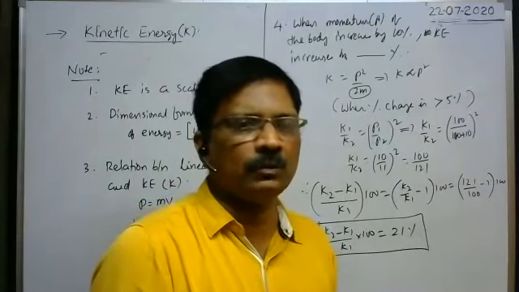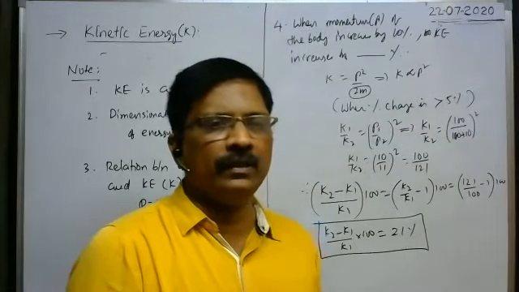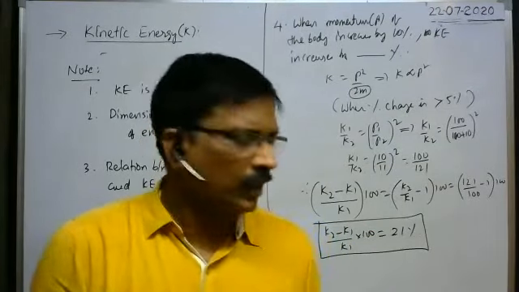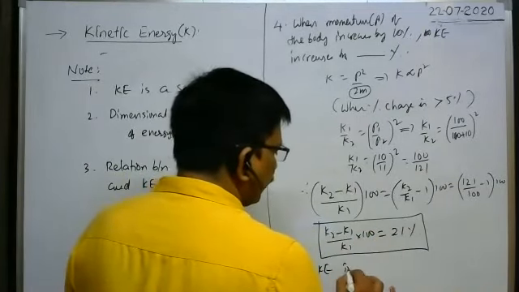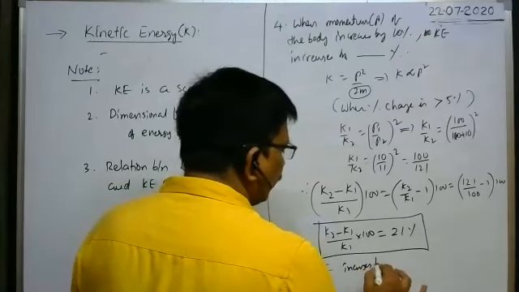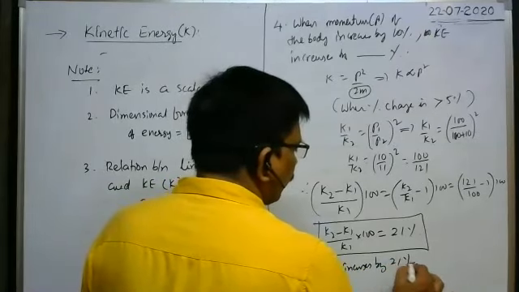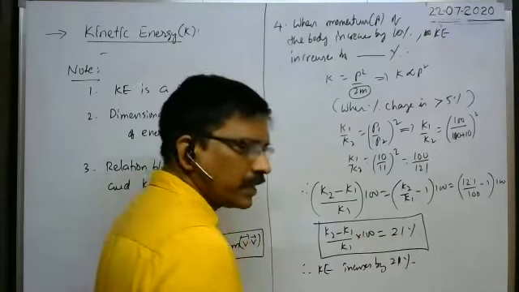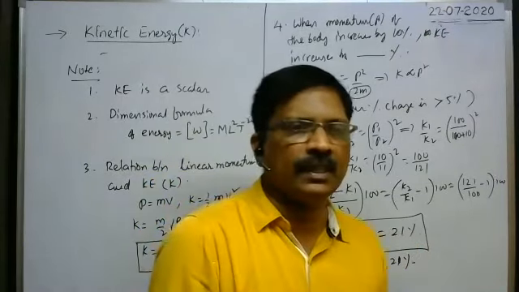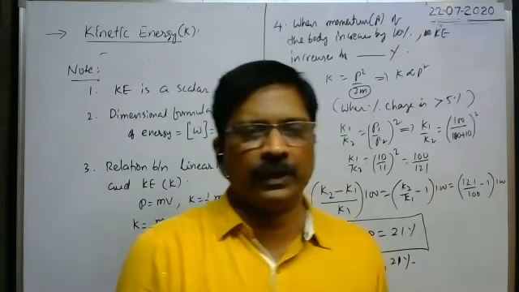In this way, we have to do. The kinetic energy increased by 21%. Okay. So as we got the positive value, we have to write that kinetic energy increased by 21%. If we got minus, then we have to write that kinetic energy decreased by 21%. Okay.